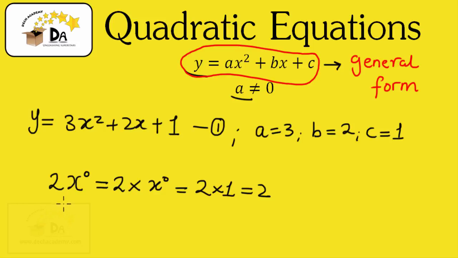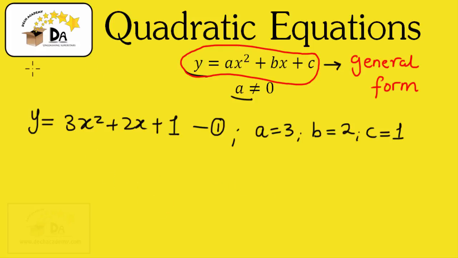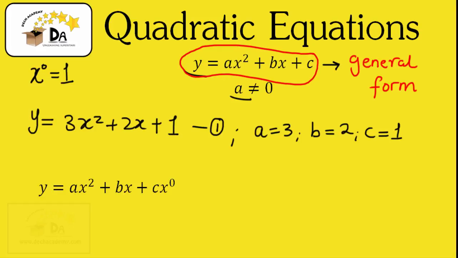And this applies to any number. 4 times x to the 0 is 4 times 1, which is 4. Anything multiplied by x to the 0 is simply a case of multiplying it by 1. So keep that in front of you. I'll just put that here: x to the 0 is 1. You learn this from the topic of indices. Given what was just said, the general form can be written as this equation here. I'm going to put an asterisk next to it. All that has been done is a replacement of this c term with c times x to the 0.